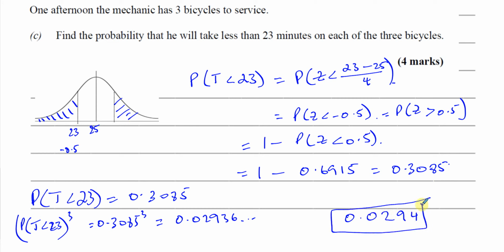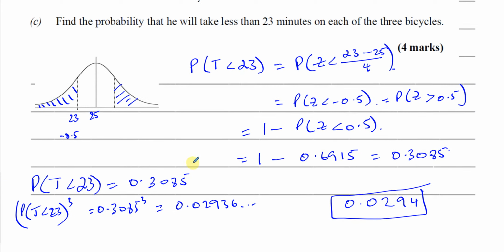Now, you'll notice in the mark scheme for this particular paper, this Solomon paper, for this last question, they have got it wrong for sure, because they have used this value here. They have taken 0.6915 and cubed that. And 0.6915, you can see straight away, is the area from this point here, which is actually less than 27, because its area is more than half of the whole area.